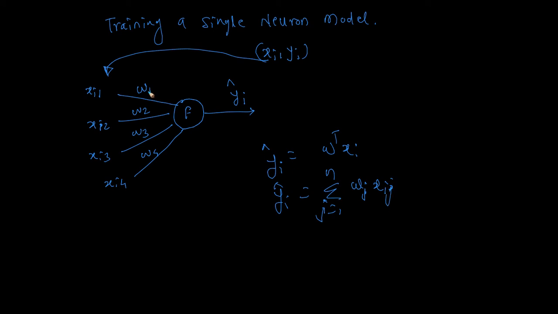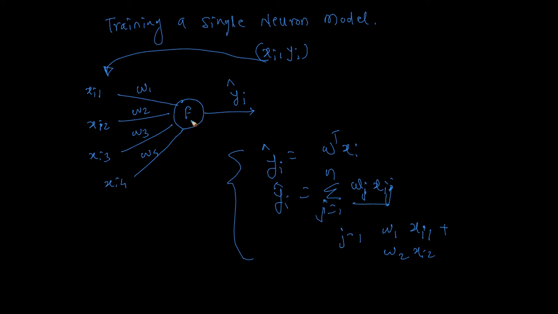If this is wj, and I write this data point as xij, when j is 1, this becomes w1 xi1. When j is 2, this becomes w2 xi2. That means this is multiplied with this, and this is multiplied with this, and then all these terms are added, right? So this is what it means. Training the single neuron model means finding the weights. Training any neural network means finding the correct weights, right? So for the discussion, we are considering this neuron solving a regression problem, right?